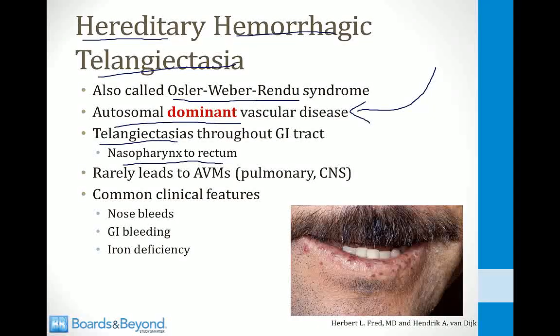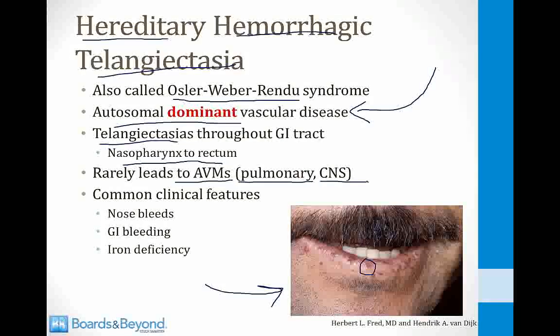And as I said before, telangiectasias are small dilated capillary beds, but they're very similar to the angiodysplasia we saw on the last slide. And this is a picture of a man who has hereditary hemorrhagic telangiectasia, and you can see that he has telangiectasias on his lips, and these patients can get them anywhere from their nose to their lips to the rectum. Rarely, this condition leads to the formation of AVMs, which are arteriovascular malformations.